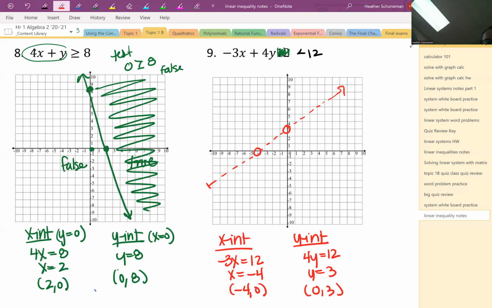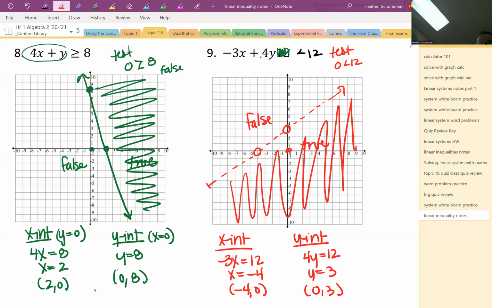So now when I go to do my test, I plug in 0 for both of these. So I get 0 is less than 12. That is true. So that means 0, 0 is on the true side. This is the false side, and we only want to shade the true side. So we are going to shade over there.